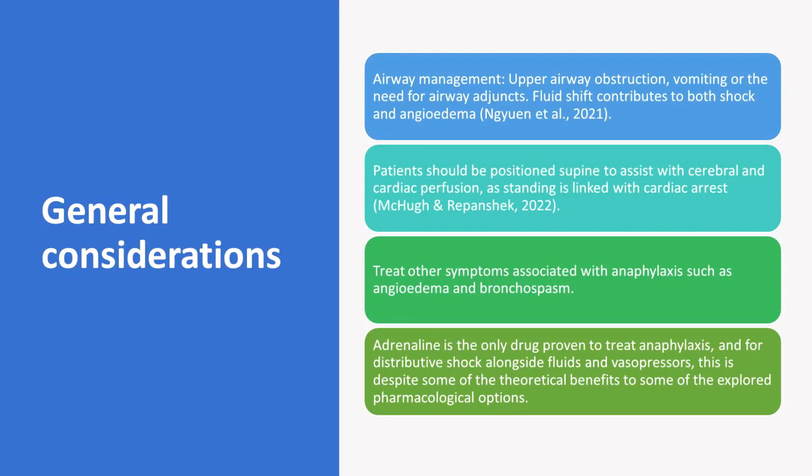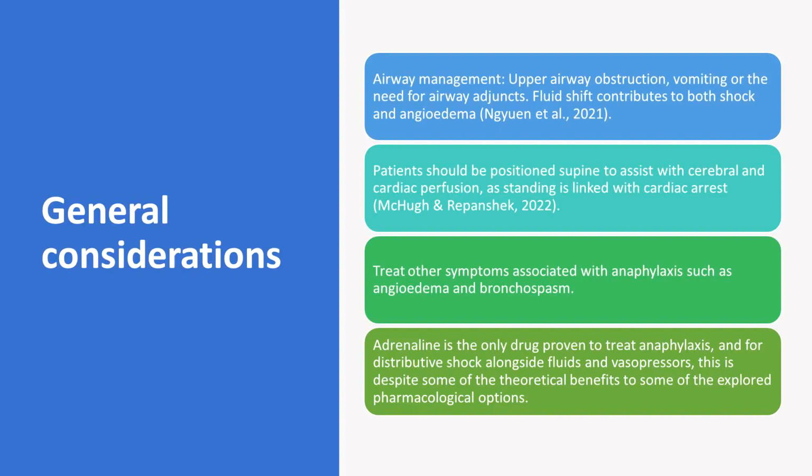So some general considerations here. Airway management. Be vigilant for upper airway obstruction, vomiting, and the need for airway adjuncts, particularly as fluid shift will contribute to both shock and angioedema. They may be seen at the same time. Patients should be positioned supine to assist with cerebral and cardiac perfusion, as standing is linked with cardiac arrest. Treat other symptoms associated with anaphylaxis, such as angioedema and bronchospasm, particularly as this will be in the context of shock. We don't want to worsen hypoxia.